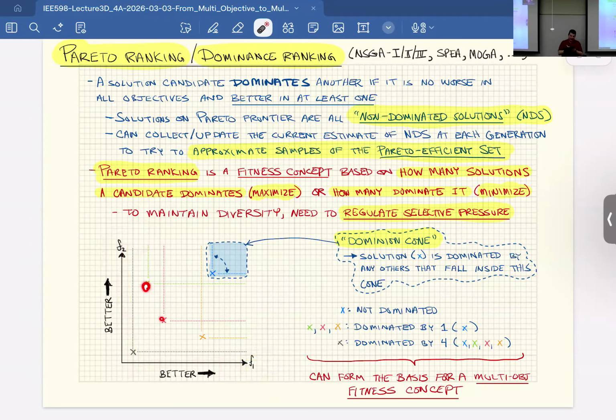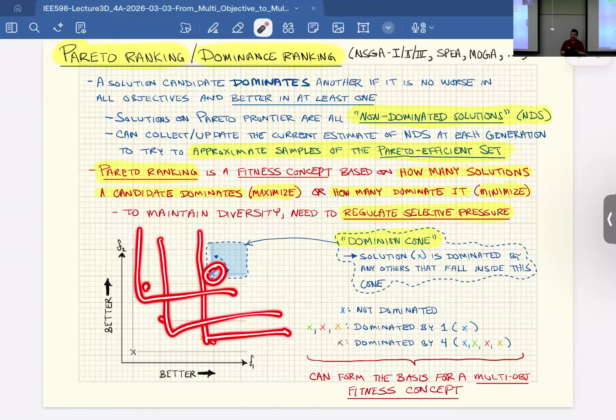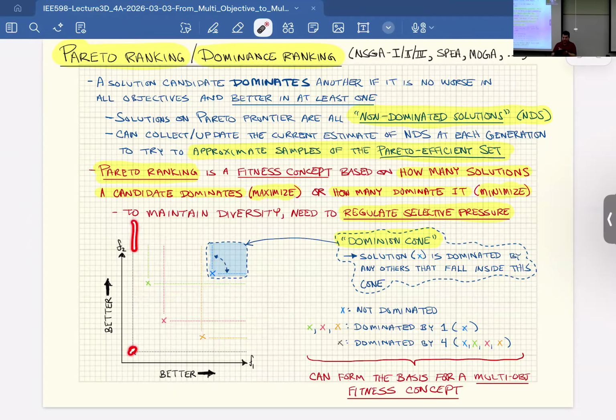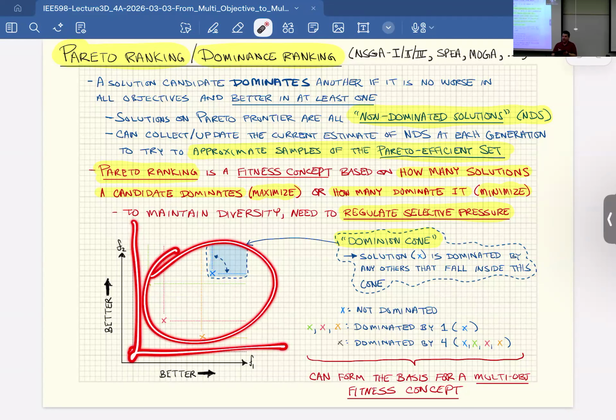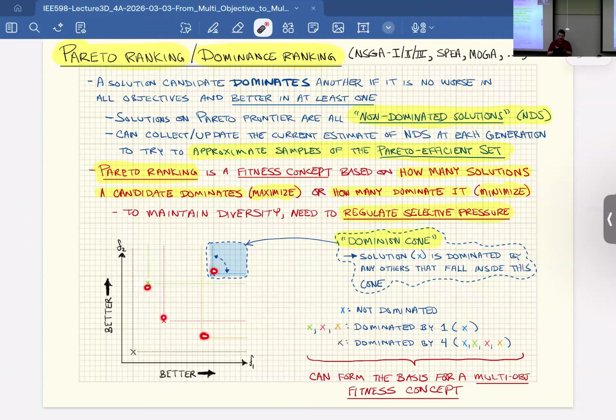Whereas these individuals down here, their dominance cones in this example all include one individual. So they are dominated by one individual. And that's bad, that's not great for them, but it's much worse to be this individual whose dominance cone includes all four. So this individual is really bad because there's lots of options that are better than it. These individuals are kind of bad because there's one option that's better than them, and this one's pretty good.